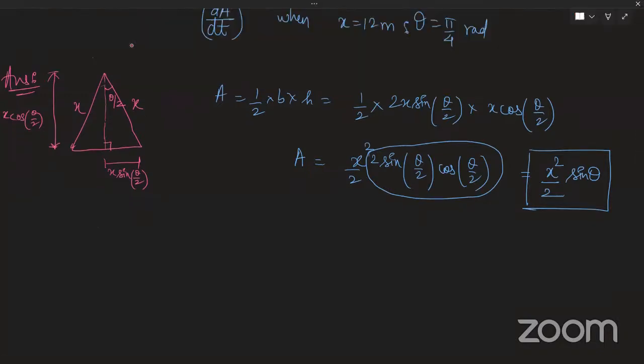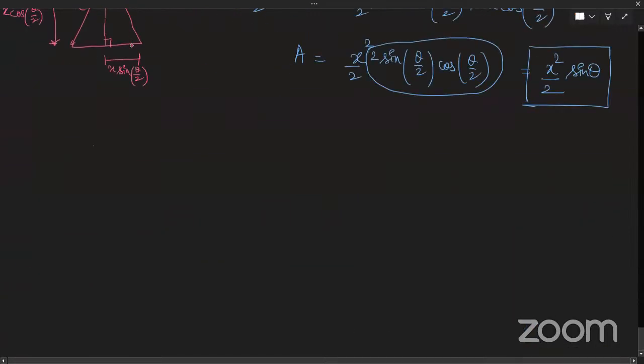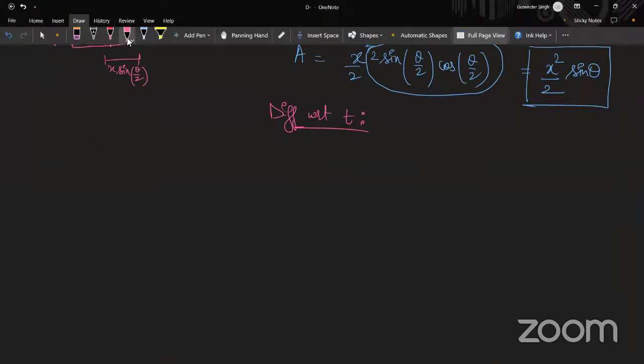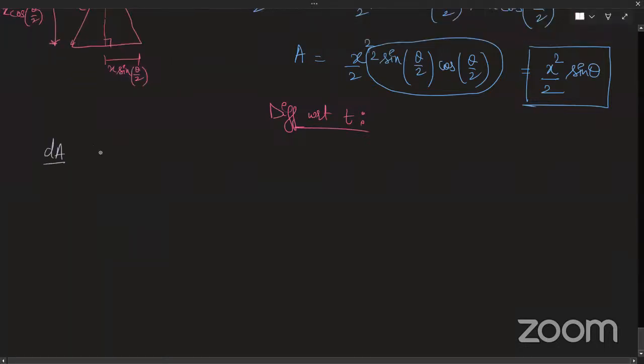Now it has given me the value of dx by dt and the value of d theta by dt. So what should I do? I should differentiate this with respect to t. So dA by dt is equal to half times the derivative of x square into sine of theta. How will you differentiate x square into sine of theta with respect to t?